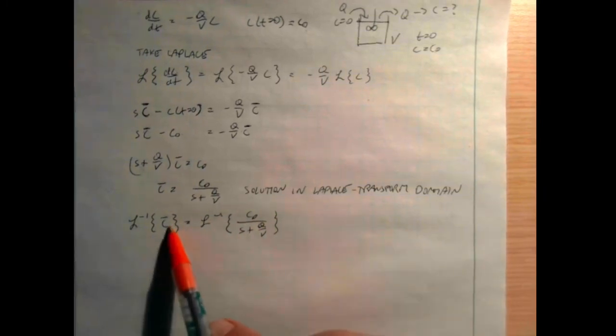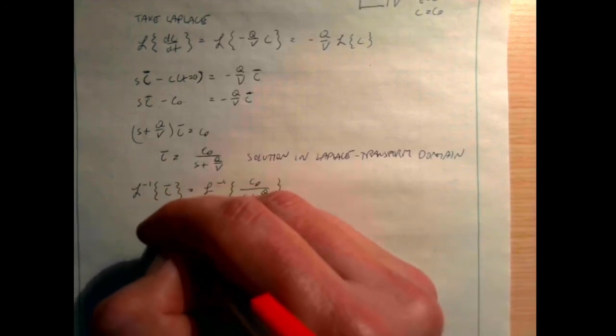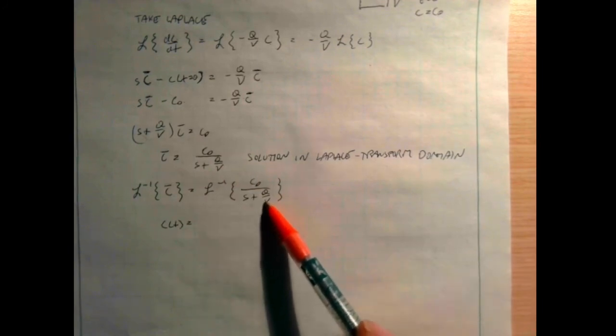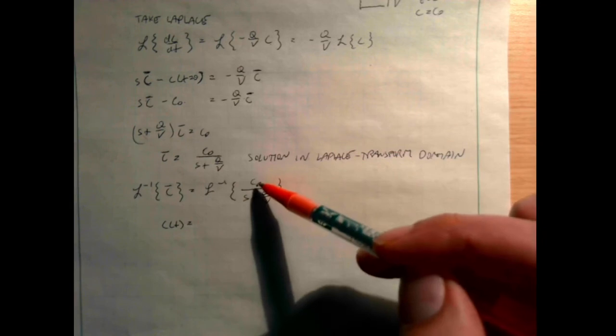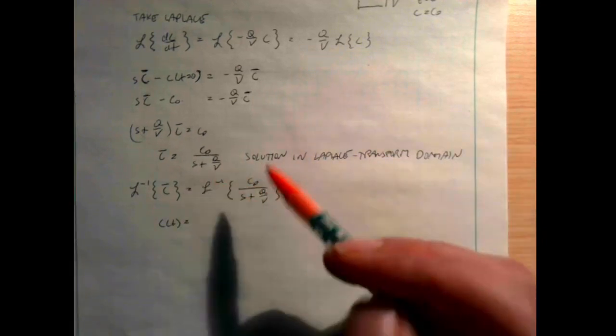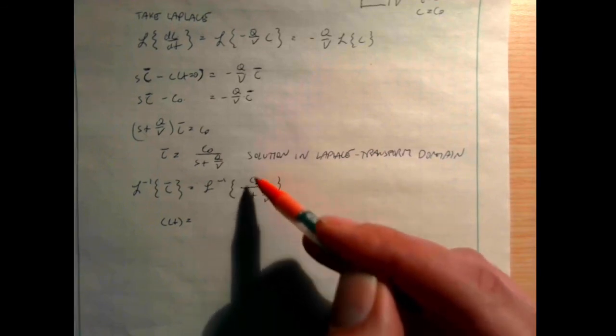So what we have to do is find, this one is pretty easy. The Laplace inverse of c bar is just c, because we did that one before. So this is going to give us our c of t, and now we have to figure out what function is going to give us this as a Laplace transform. So the c0 is multiplied here, so I can take it outside, and then I'm just left with looking for 1 over s plus a constant, and I need to find that.